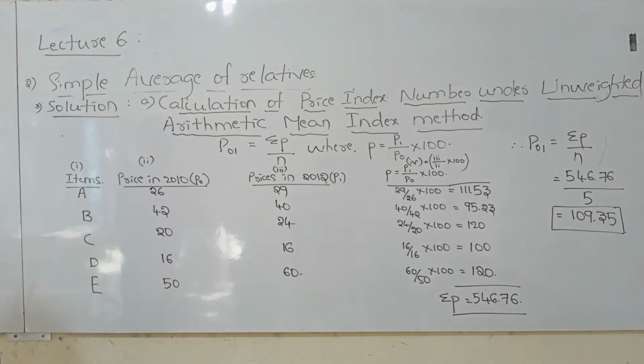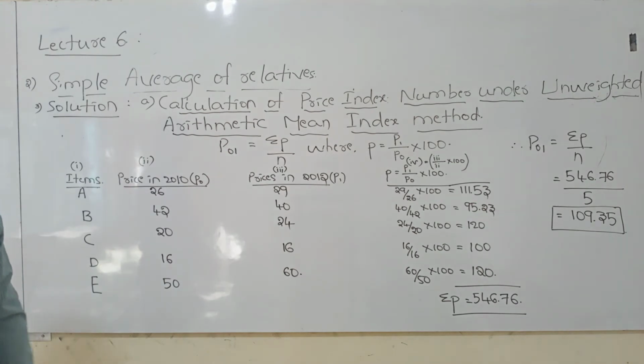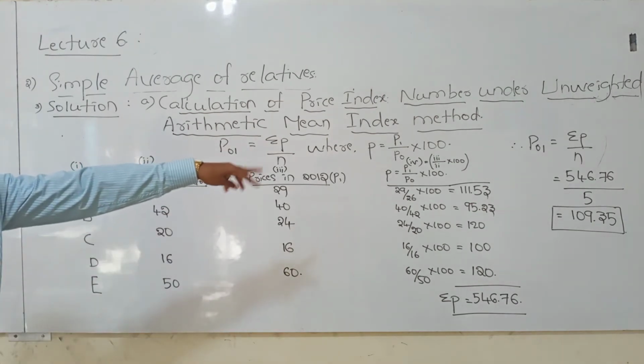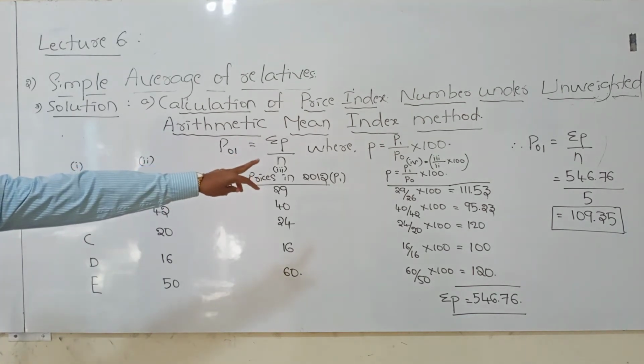Column number 1, items A, B, C, D, E. Column number 2, base year price P0. Column number 3, current year price 2012 P1. So we can calculate P, which is equal to P1 divided by P0 into 100. Individually we have taken it, and again in the main formula there is no need to apply into 100, because we have already presented the changes in percentage while getting P.